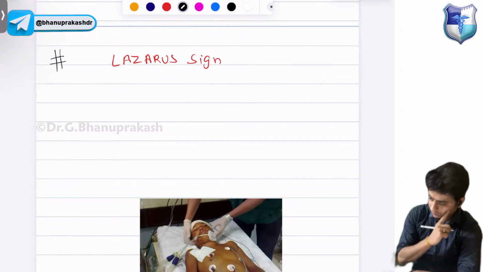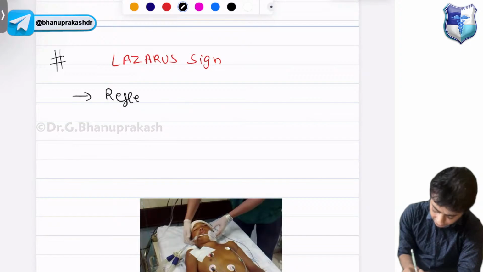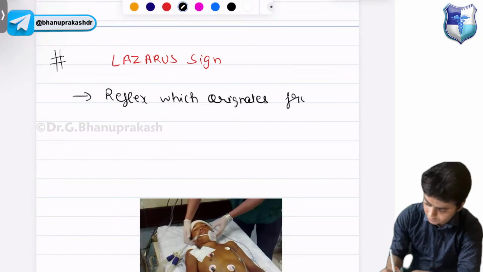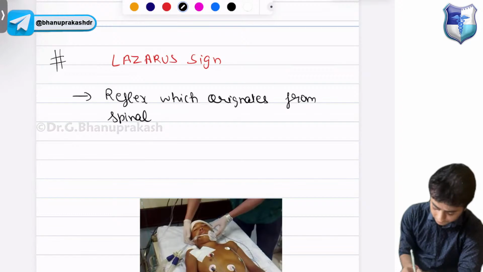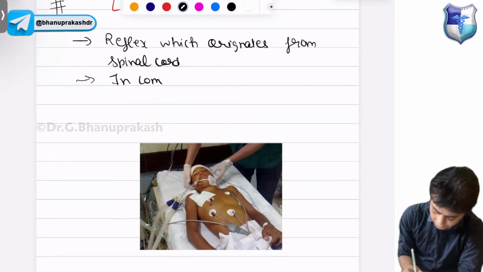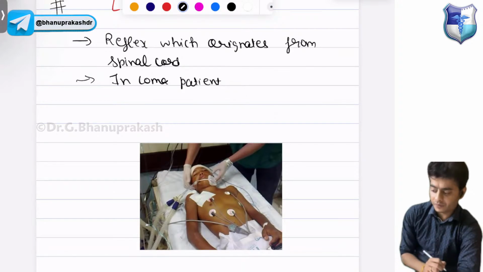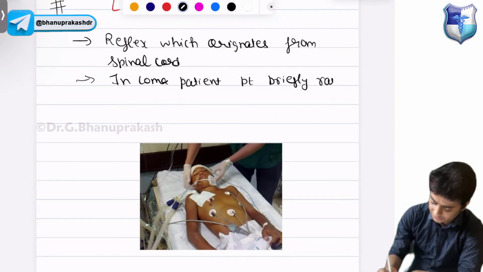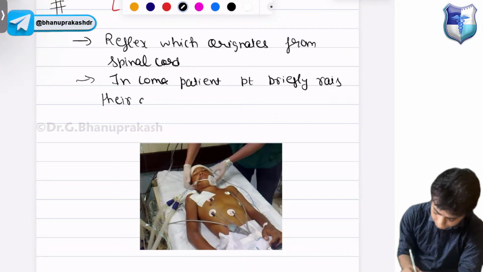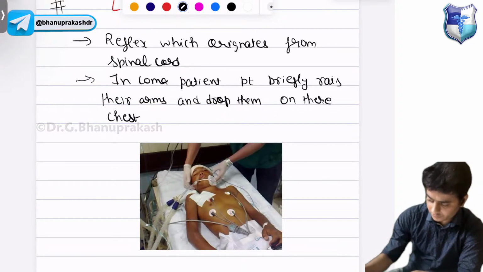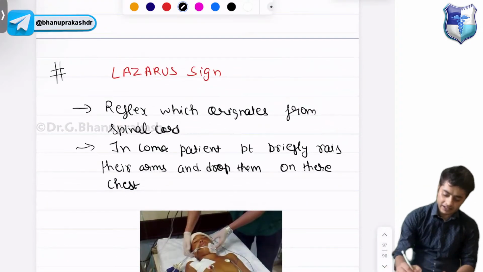What happens in this sign? There is a reflex which originates from your spinal cord. In this reflex, in a coma patient, the patient briefly raises their arms and drops them on their chest. Okay? Now see, there is a phenomenon, Lazarus sign.